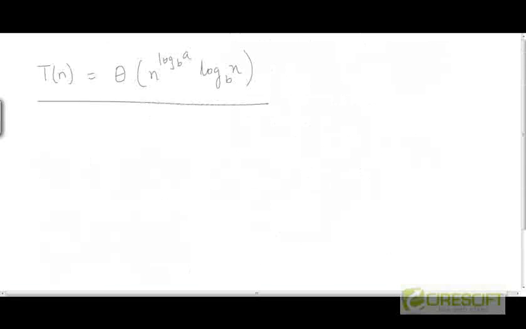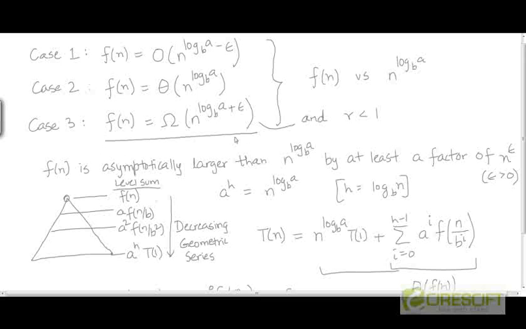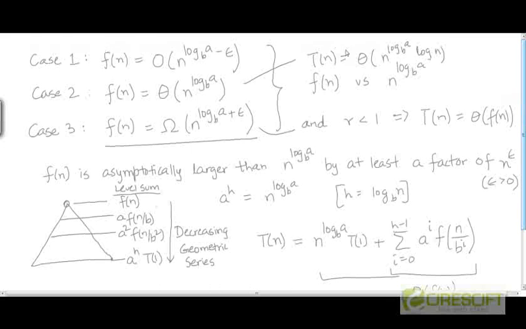So in this particular case, we have proven that T of n is theta of f of n. In case 2, we showed that T of n is theta of either f of n times log n or n to the power log of a base b times log n. And in the first case, we showed that T of n is theta of n to the power log of a base b. This was case 1.